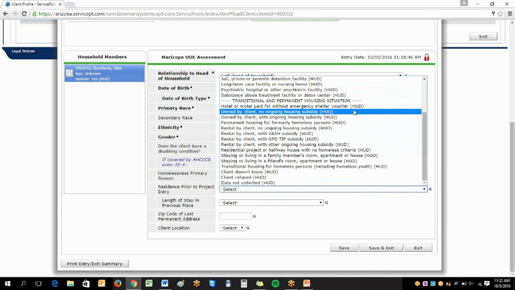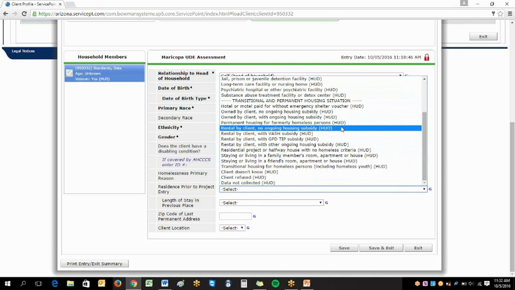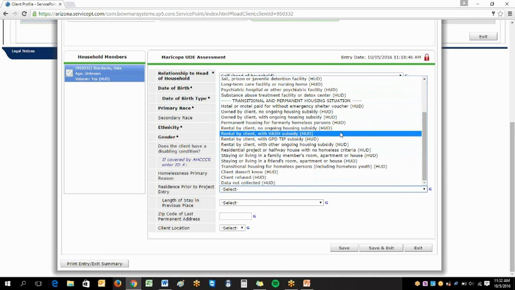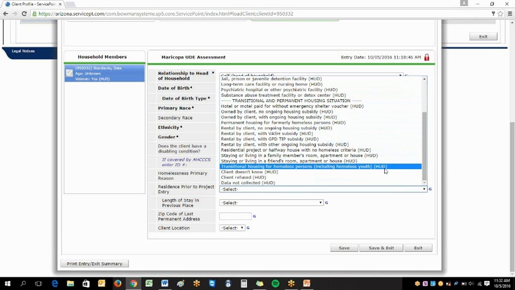Then you have transitional and permanent housing situations, such as hotel or motel paid for without emergency shelter voucher, owned by client with no ongoing housing subsidy, owned by client with ongoing housing subsidy, permanent housing for formerly homeless persons, rental by client with no ongoing housing subsidy, rental by client with VASH subsidy, rental by client with GPD TIP subsidy, rental by client with other ongoing housing subsidy, residential project or halfway house with no homeless criteria, staying or living in a family member's room, apartment, or house, staying or living in a friend's room, apartment, or house, transitional housing for homeless persons, including homeless youth, client doesn't know, client refused, and data not collected.